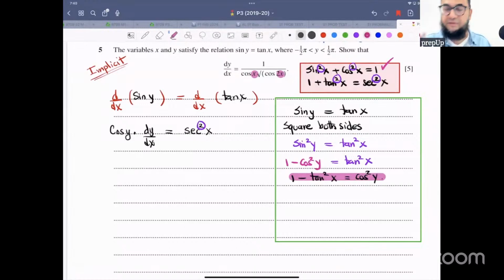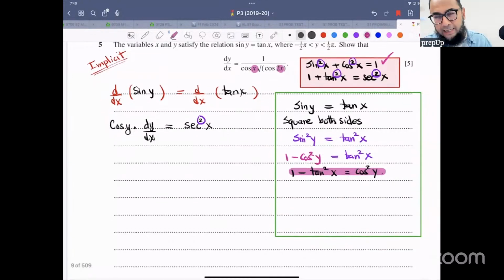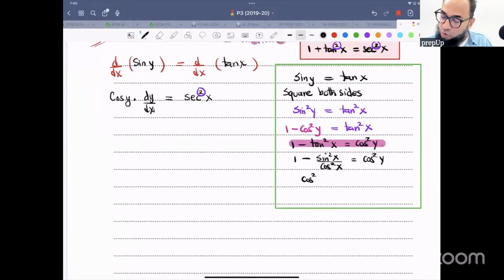Now think about it. What is the next thing that needs to be done? Now keep in mind that we have 1 minus tan square x is cos square y. Can I break up tan square x? What if I write 1 minus sine square x over cosine square x is cos square y? If I do this, I have cos square x minus sine square x over cos square x. This is cos square y. Now this makes sense.